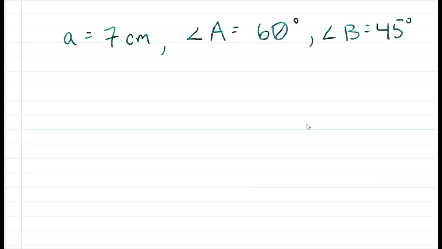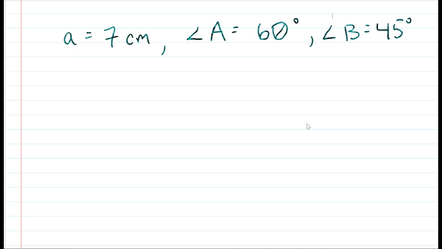When we actually apply the law of sines, it can be used to compute the other sides of a triangle when two angles and one side are given. And it can also be used when two sides and one non-included angle are given. So let's take a look at this example.